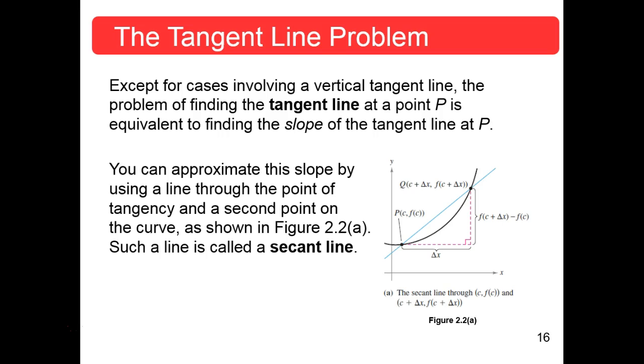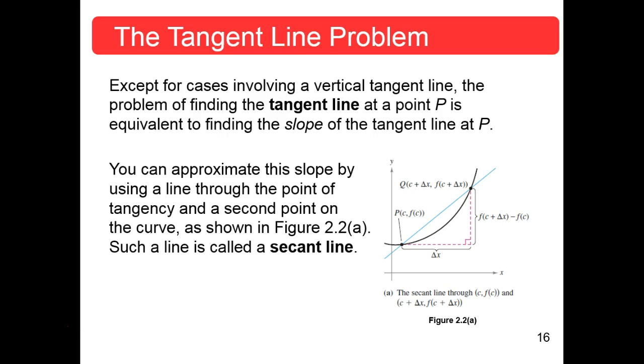The problem of finding a tangent line at a point P is equivalent to finding the slope of the tangent line at point P. Because if you know the slope of the tangent line, you can figure the tangent line. So guess what? If you know the slope and a point, you can use the point-slope formula to give you the equation for the tangent line. You can approximate the slope by using a line through the point of tangency and a second point close by on the curve, but that still won't give you the tangent. It helps you get an idea of the range maybe.